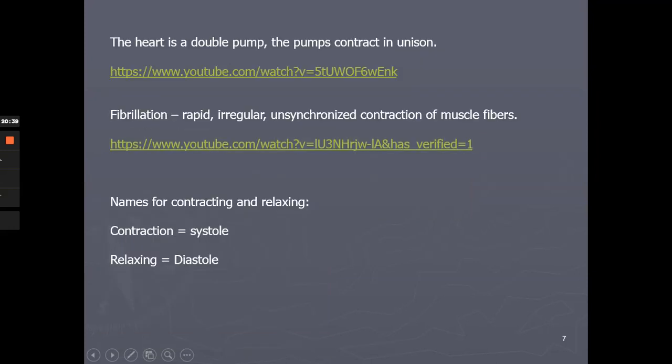All right, so the heart is a double pump, and the pumps contract in unison. This is one of the things that I want you to have the understanding of. Now, both atria contract together, then both ventricles contract together. So it's a coordinated effort. So both atria contract in unison, and that happens first. Then both ventricles contract in unison. That's what's supposed to happen.